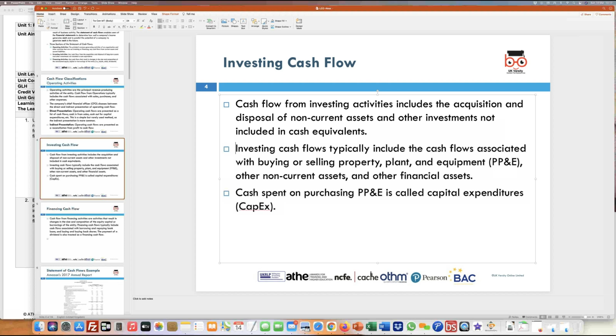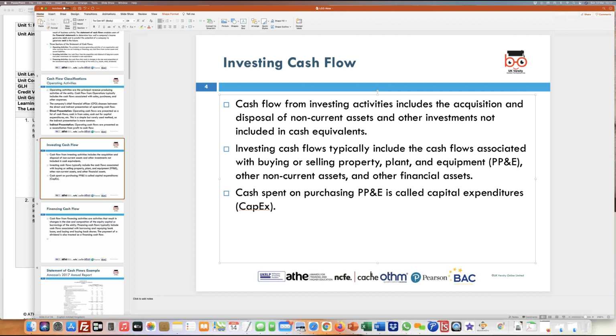When we talk about investing cash flows, we also talk about anything to do with PPE, as we call it, property, plant, and equipment, and this could also include some of the non-current assets and other financial assets. So when machinery and other items are bought, that is normally called capex, or capital expenditure, which the company is doing.